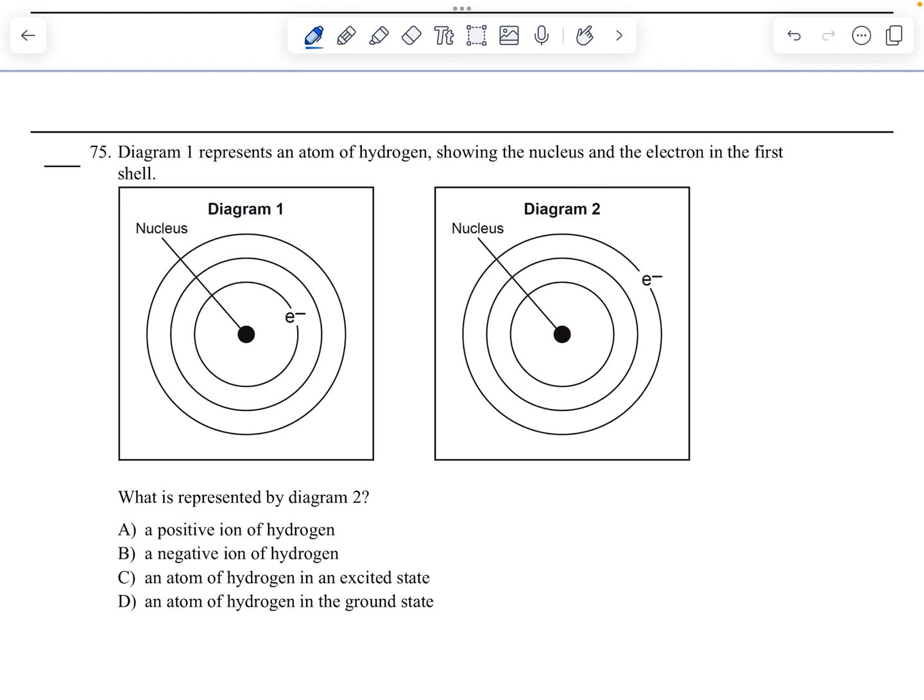Finally, diagram 1 shows an atom of hydrogen showing the nucleus and the electron in the first shell. What's going on in diagram 2? So it looks like that 1 electron jumped from the first shell to the third shell, which means it is called an excited state. A positive ion of hydrogen means you lose electrons. A negative ion of hydrogen means you gain electrons. We didn't lose or gain. We still have that 1. It just shifted upward. The ground state is what we consider the normal state, and hydrogen's normal state for electrons is 1 in the first shell. So since it went up to the third, it would be considered an excited state.